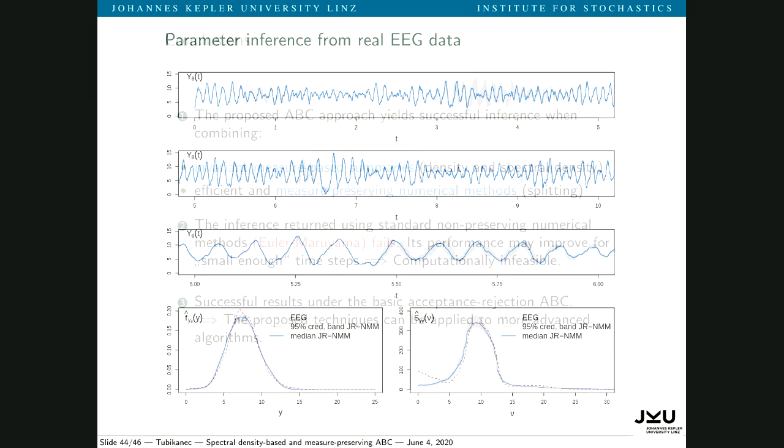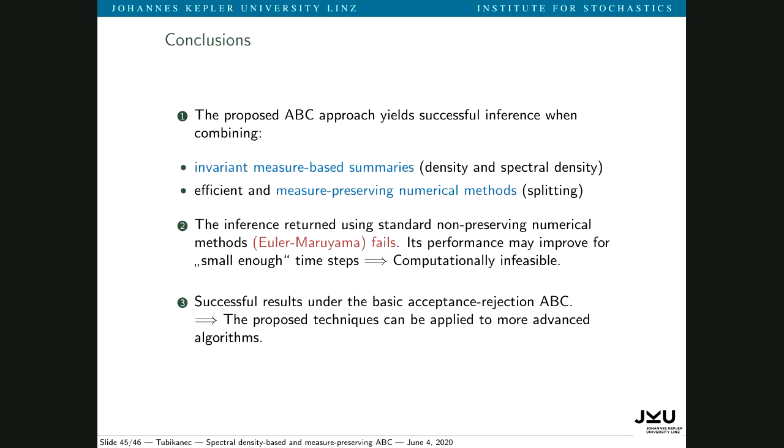Good. And then I'm already coming to some conclusions. So the proposed ABC approach, what we observed is that it only yields successful inference when combining the measure-based summaries with a measure-preserving numerical method. So this could also mean that sometimes, instead of considering summaries and the numerical method as very separate issues, it can be helpful to discuss them together.